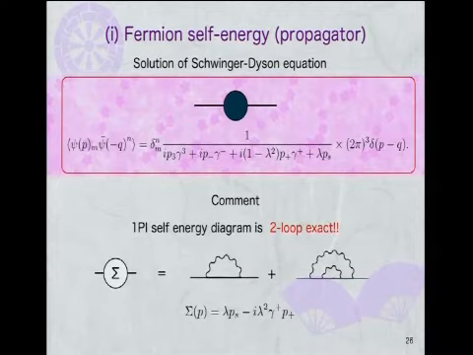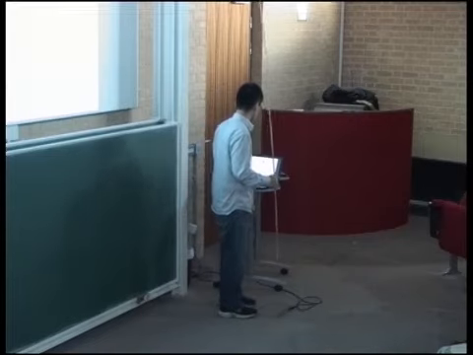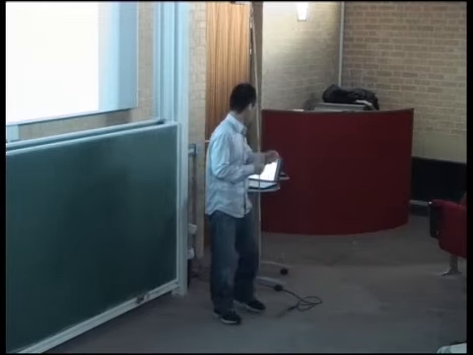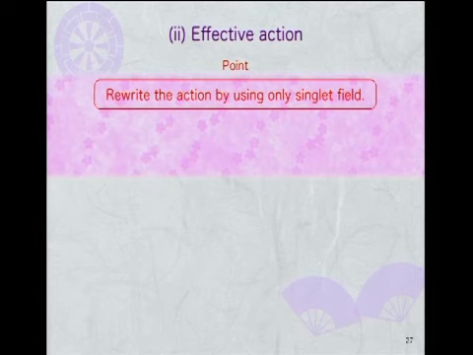You mean in the large N limit? No, this is just exact. Okay, let me explain the derivation of the effective action. The point is rewriting the action by using only the singlet field.